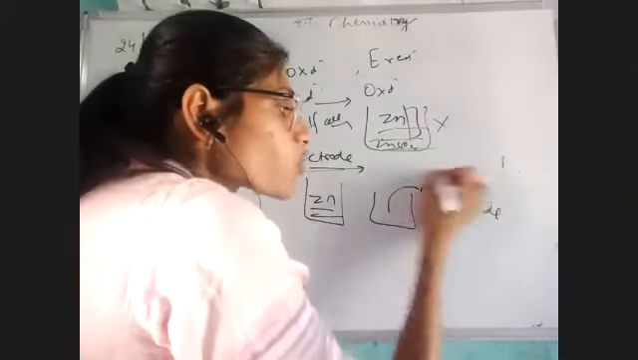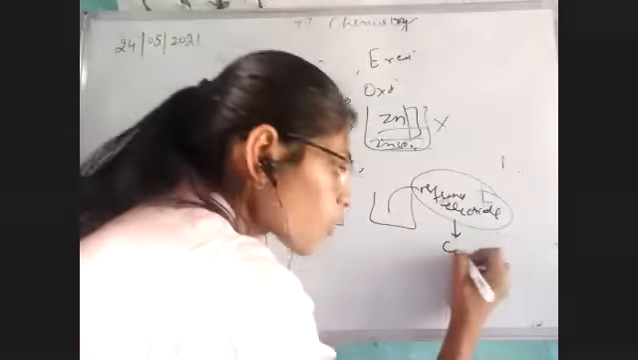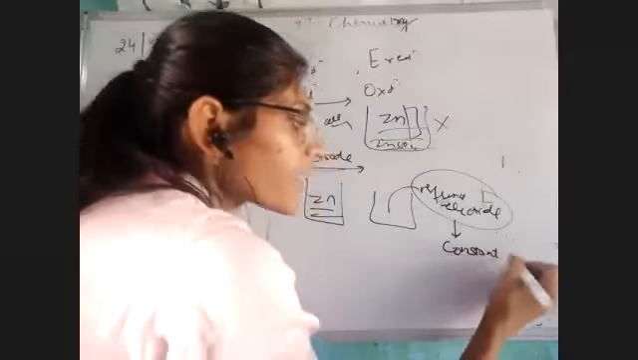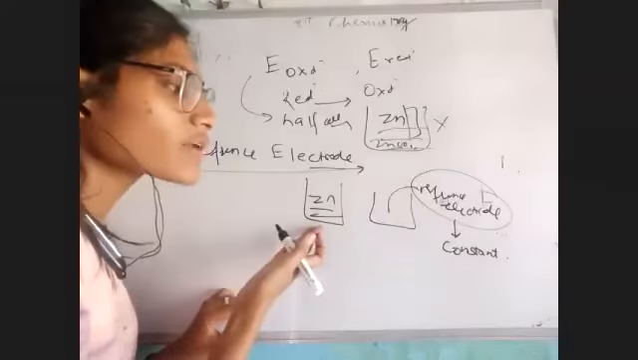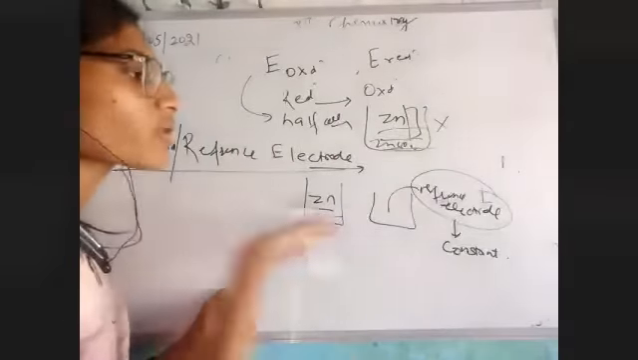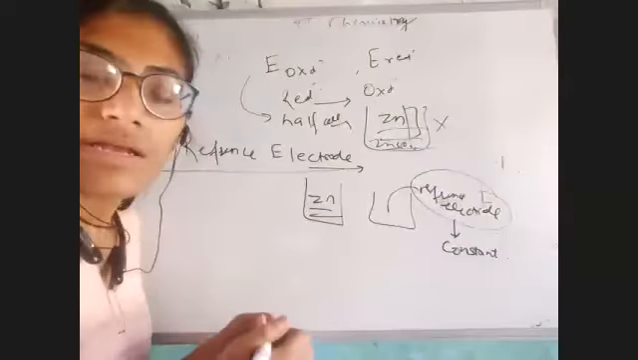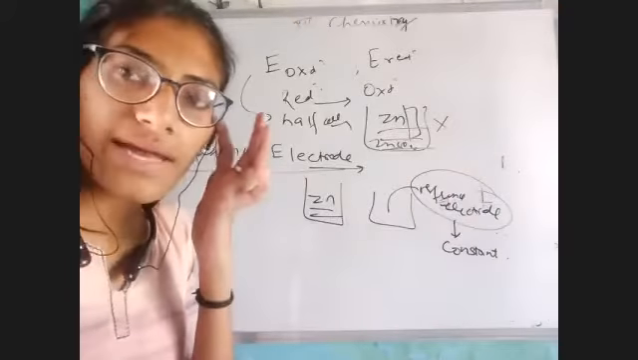The value of this reference electrode is constant, and we would see if zinc is releasing electrons, so it has an oxidation electrode. Okay, now let's see what a reference electrode is and what its working is.